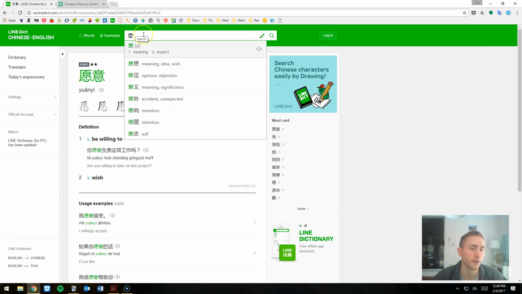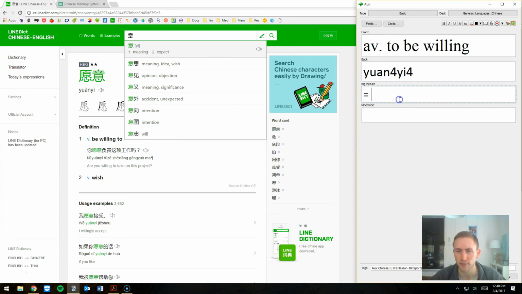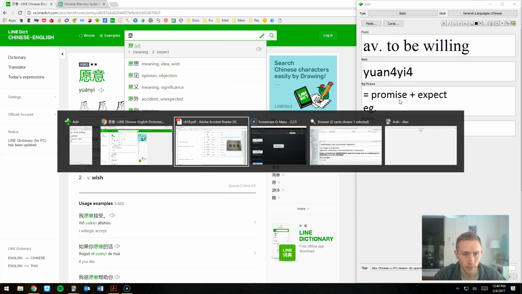So promise, expect. If you're willing to do something, you're kind of making a promise, and there's sort of an expectation there. So that's what I'm going to use semantically to understand this word. It might not be exactly how it was originally intended, but I'm just going to go with that. So there's a promise and an expectation if you're willing to do something. Let's check out the example here.